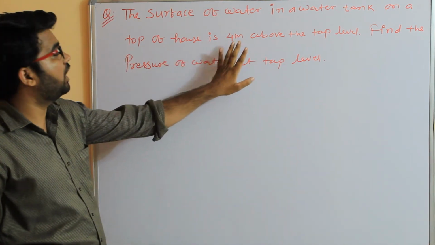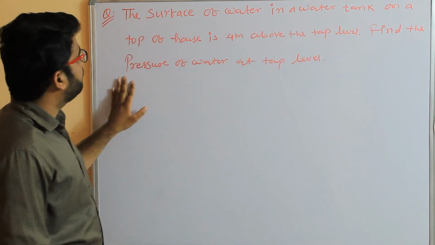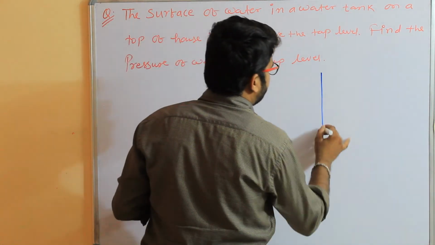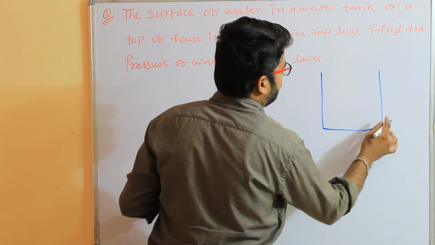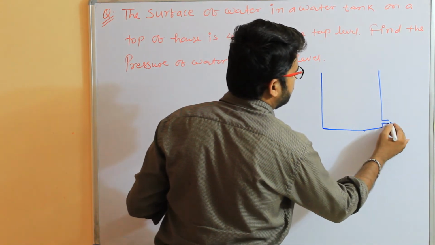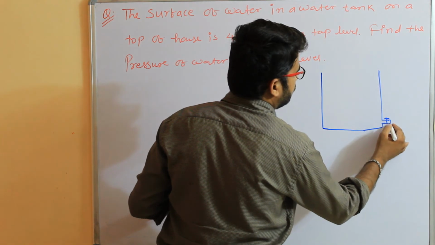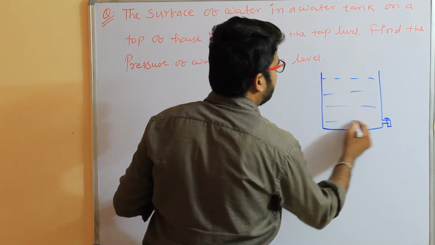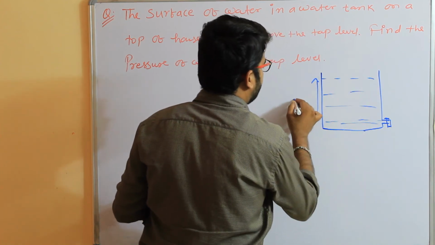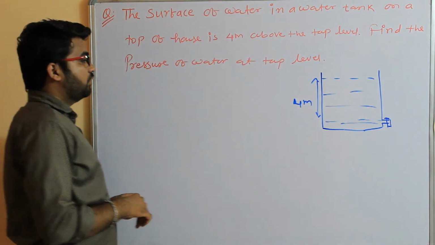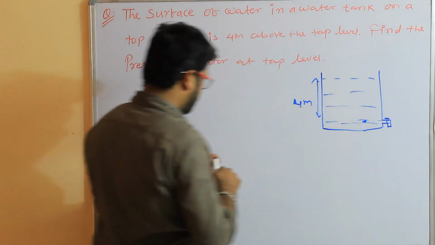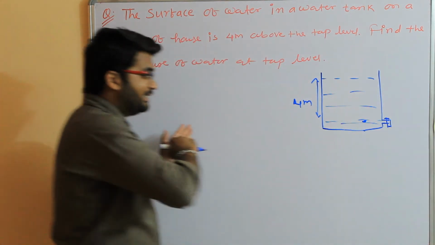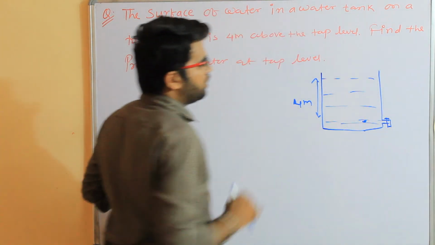Now the next question is, the surface of water in a water tank on top of a house is 4 meter above the tap level. Find the pressure of water at tap level. So the situation is like this. Okay, so here we have a tap, suppose. Okay, and this water level is at 4 meter. Now we have to find out the pressure at this point, and as we know, pressure will be constant on a horizontal level. So on the tap level, the pressure will be constant.